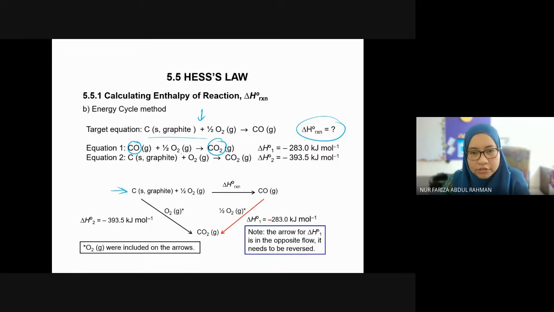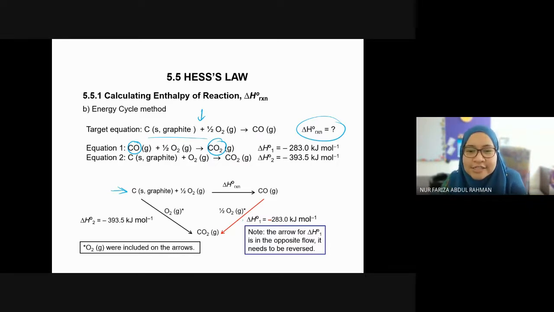CO react with oxygen to produce CO2. Okay, alright, so CO yang kita dah ada tadi from the target equation, kita buat arrow producing CO2. Okay, alright. So for oxygen, it can be manipulated. Like I said, okay, oxygen boleh kita manipulate oxygen tu, macam daripada slide awal yang combustion lah, apalah. Okay, kita boleh manipulate.